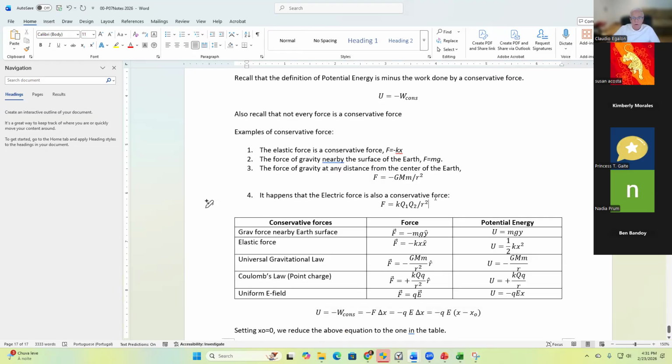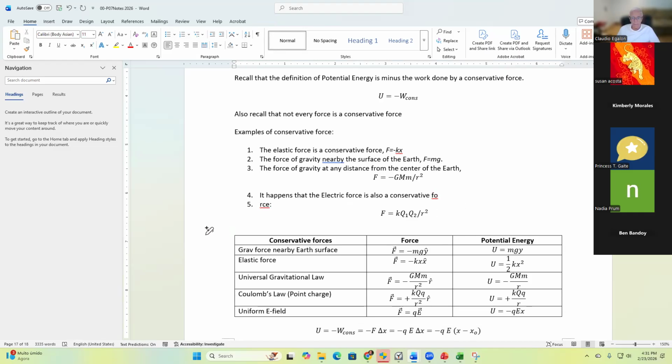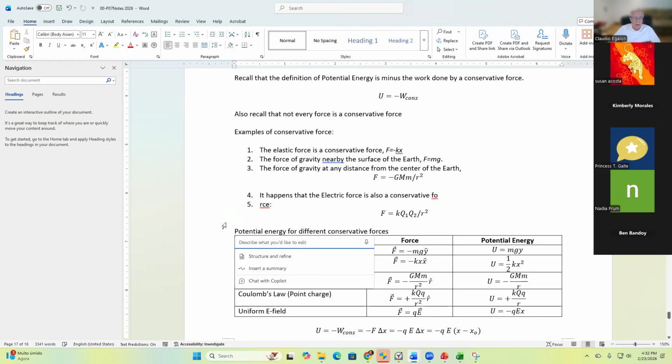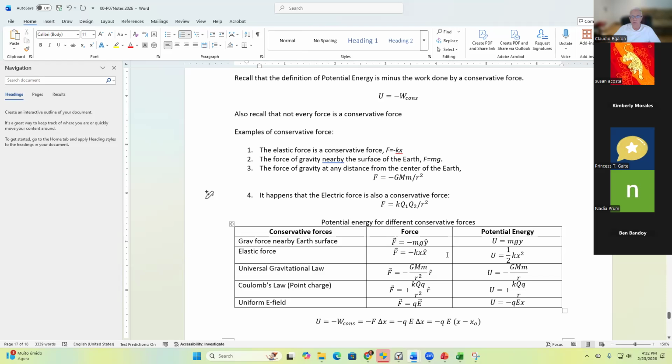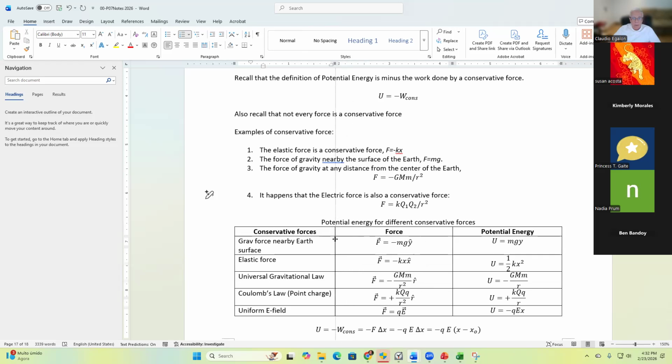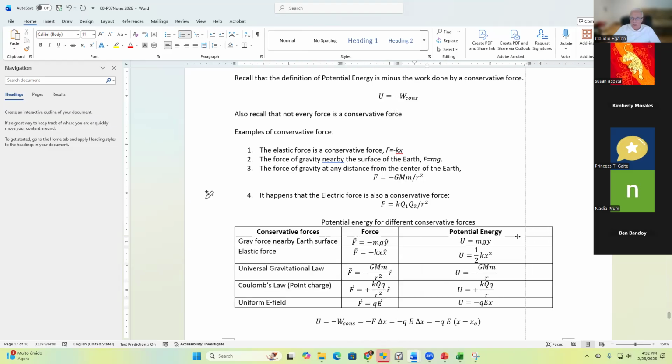And I'm going to label this table right in here: potential energy for different conservative forces, right? We still didn't get to the point of the potential. There is potential energy and there is potential. So here we go, potential energy for different conservative forces. Let me shrink this table a little bit. I'm going to shrink this other one here as well.